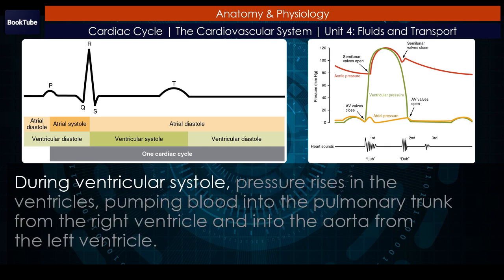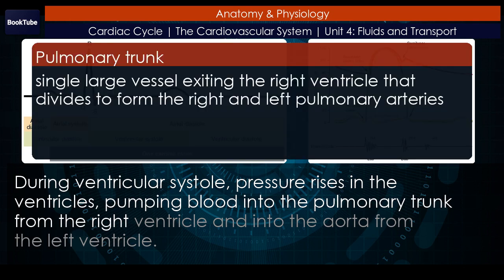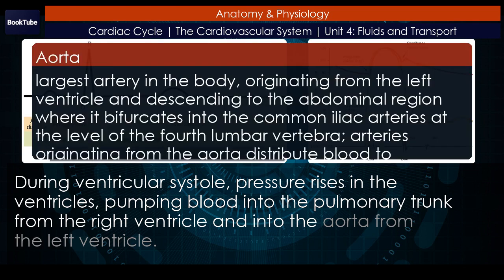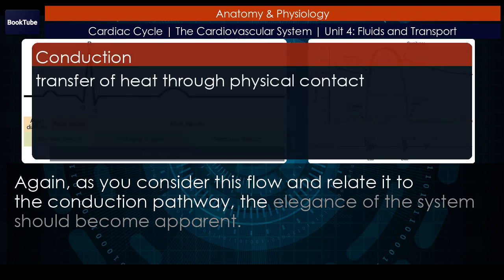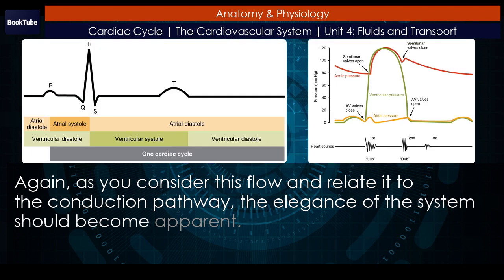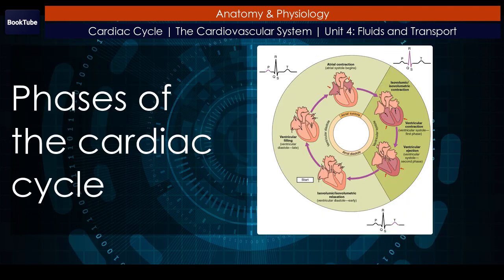During ventricular systole, pressure rises in the ventricles, pumping blood into the pulmonary trunk from the right ventricle and into the aorta from the left ventricle. Again, as you consider this flow and relate it to the conduction pathway, the elegance of the system should become apparent. Phases of the cardiac cycle.